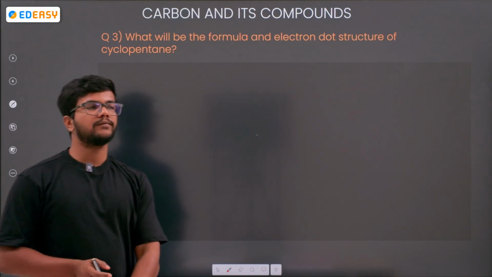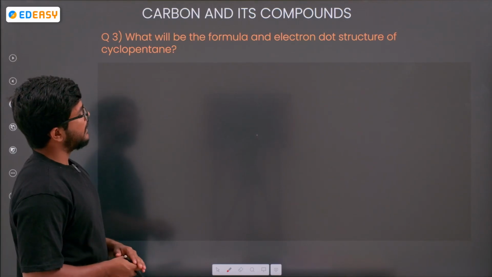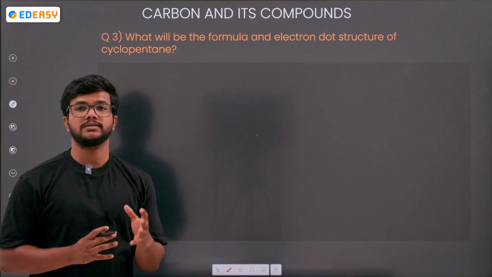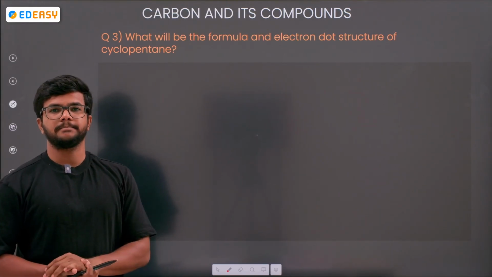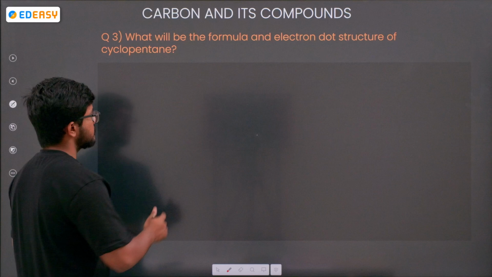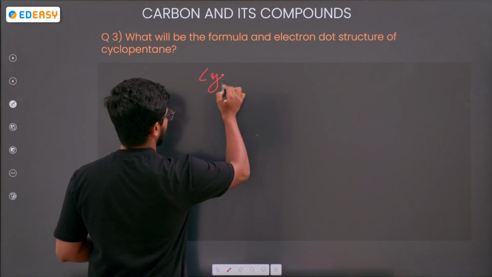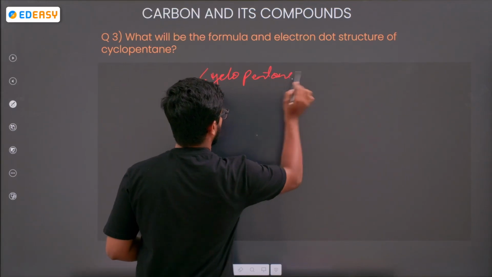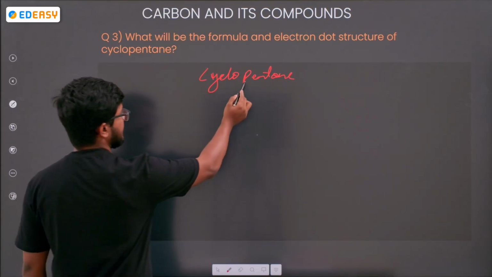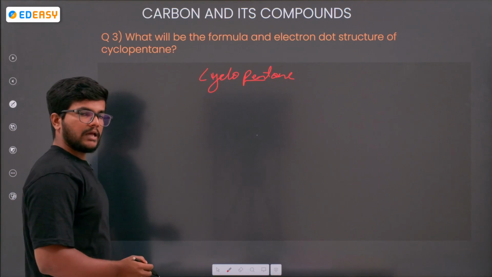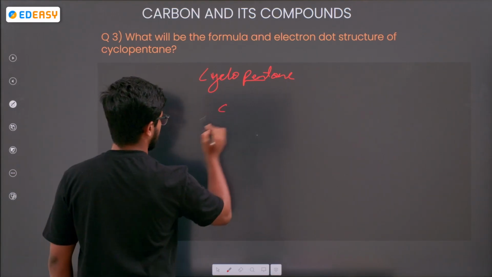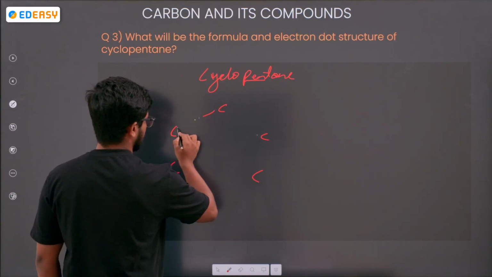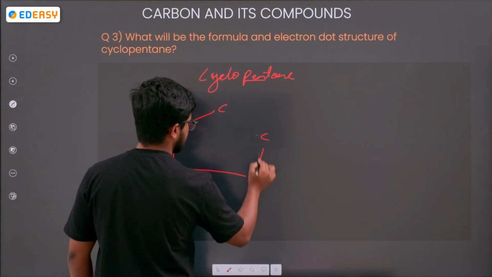Next is, what will be the formula and the electron dot structure of cyclopentane. Let me write the structure first. What is cyclopentane? Cyclo means cyclic structure. Pent means 5 carbons in a cyclic manner: 1, 2, 3, 4, 5, combined with single bonds because it is an ane compound.